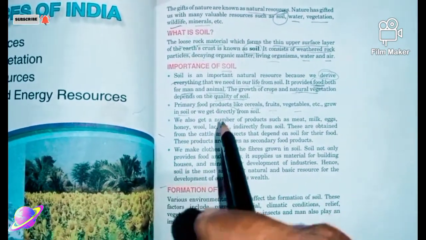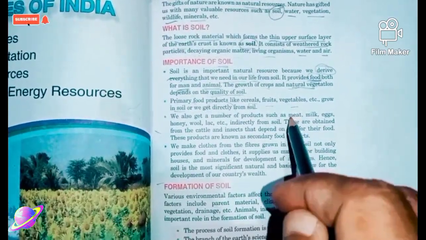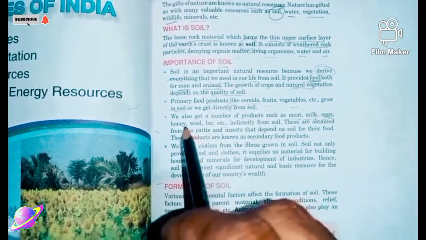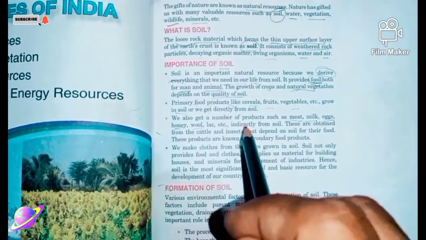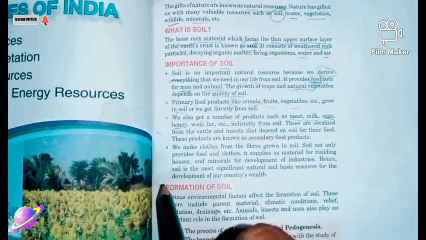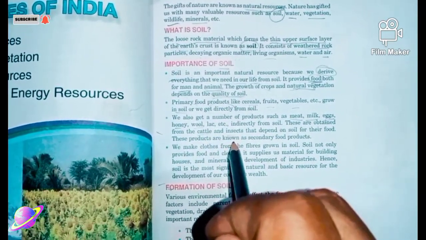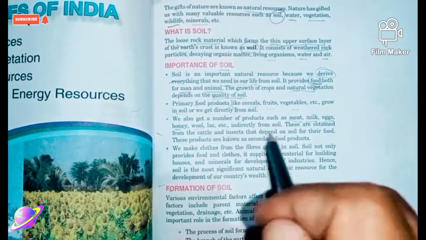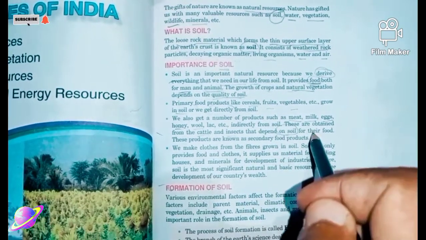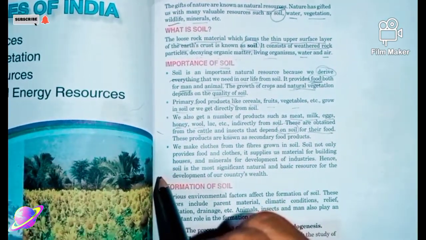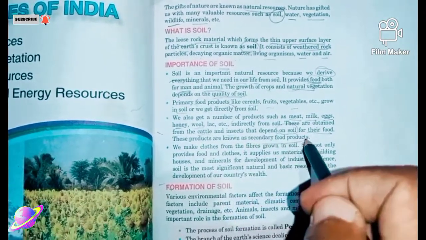Some of the primary foods like cereals, fruits, vegetables can grow from soil directly. Along with that, we get lots of products directly and indirectly from soil. For example, meat, milk, eggs, honey, and wool are products we get indirectly from soil. These are obtained mostly from cattle and insects, which depend on the soil and the food availability there. These products are known as secondary food products.